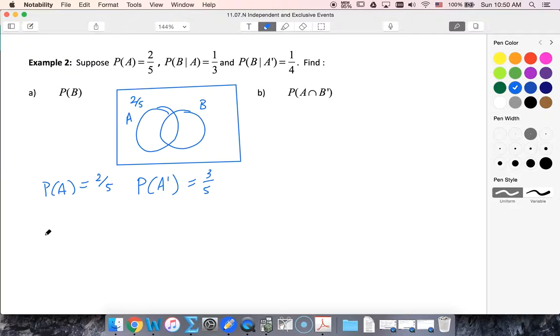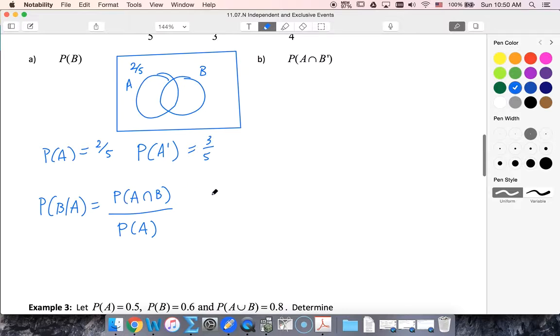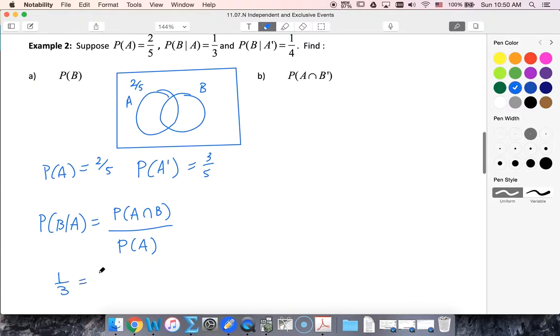I know my formula for probability of B given A is the probability of A intersect B divided by probability that A happened. Well, I know this value and I know this value, both of which are in my formula. So I could plug those in and figure out A intersect B. So 1/3 equals probability of A intersect B divided by 2/5, because that's my probability of A. So multiply to the other side. Probability of A intersect B is 1/3 times 2/5, which is 2/15. So that's nice. I can label that up here.